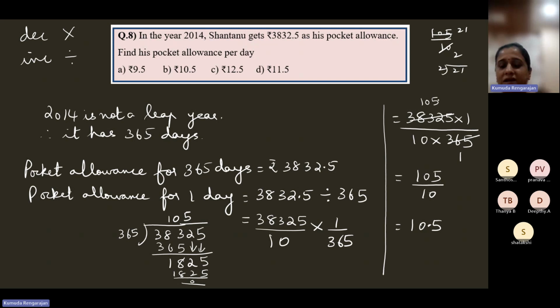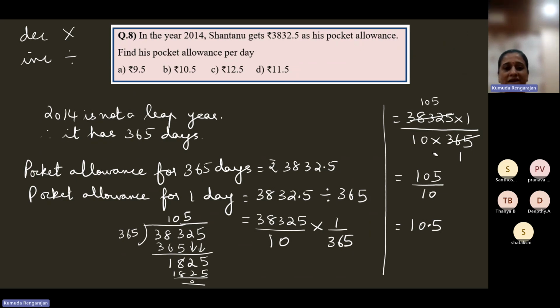See, if you feel 105 and 10 are further divisible by 5, you can simplify. See, 105 by 10, divide by 5. So you get 21 by 2. And when you divide 21 by 2, the quotient will be 10.5. So you can do it both the ways. But whenever we have 10, 100, 1000 as a denominator, don't simplify, meaning don't cancel. You can directly write the answer by moving the decimal point in the numerator. Remember this.